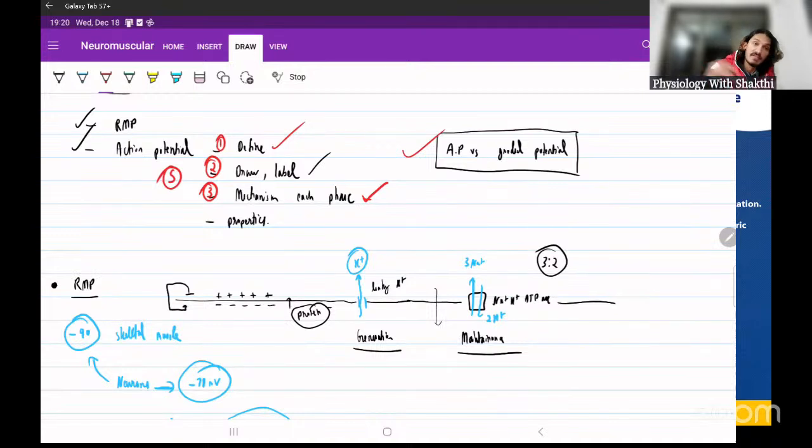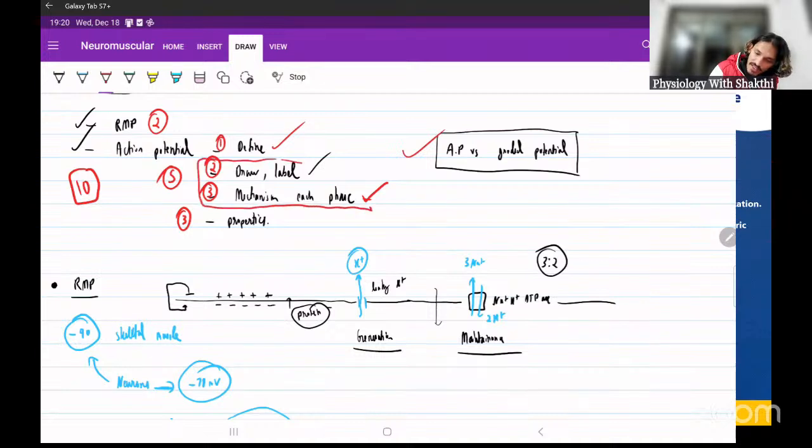On top of that, if they want to put this as an essay, RMP, 2 marks. That is 7 marks. Remaining 3 marks you put for properties. This is now a 10 mark question. Or separately, each of them can be asked as a short note by itself. Sometimes draw and label and mechanism of each phase can be asked as a 5 mark question. In which case you have to know this will give you 2 marks, this will give you 3 marks. So accordingly, learn to write based on how many marks the question is asked for.